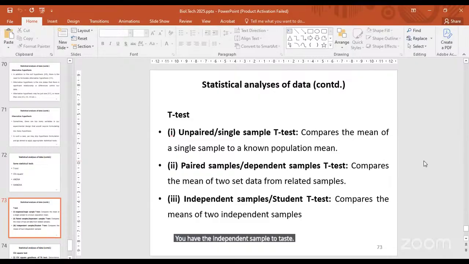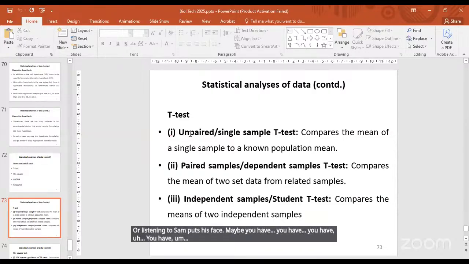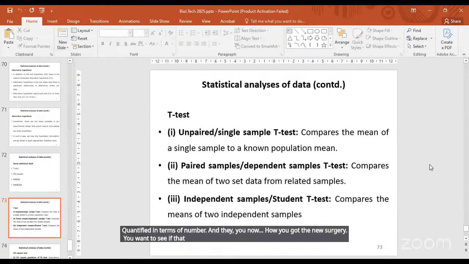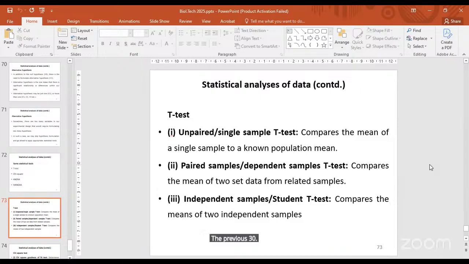You understand? So when we say single sample t-test, maybe you have a result in the past that you have quantified in terms of number, and then you carry out a new study. You want to see if that study conforms with the previous study. So that is when you use the single sample t-test. That is one.